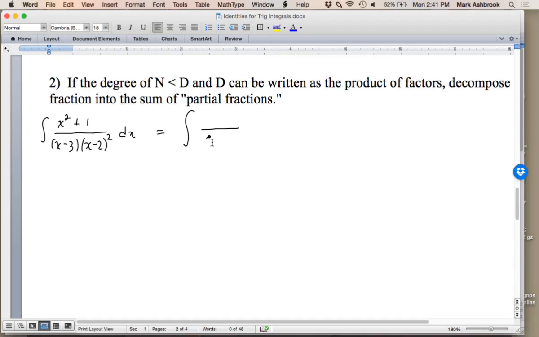We have to consider all possible denominators that, when added together, could make that common denominator. So we'll have x minus 3, and we'll have x minus 2. But we're also going to have something else: x minus 2 squared.